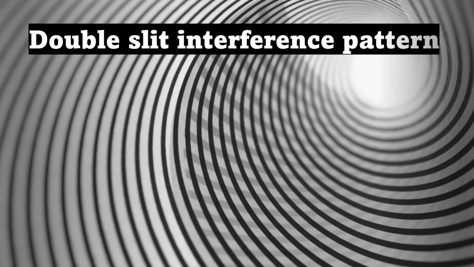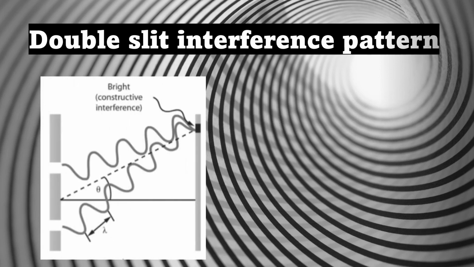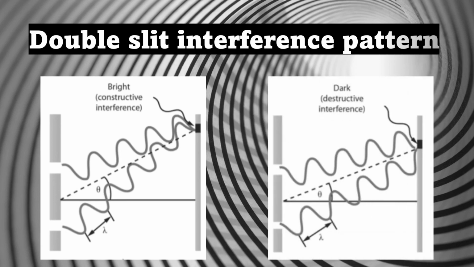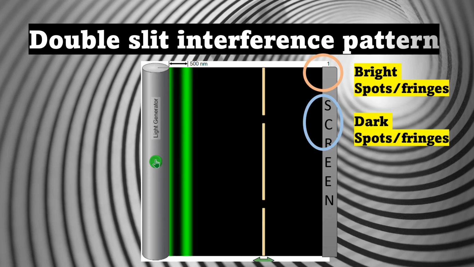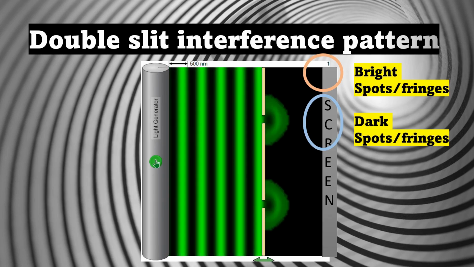The bright fringes, also known as maxima, correspond to constructive interference, where the peaks of the waves from the two slits align and reinforce each other. The dark fringes, or minima, correspond to destructive interference, where the peaks of one wave align with the troughs of the other, resulting in cancellation.